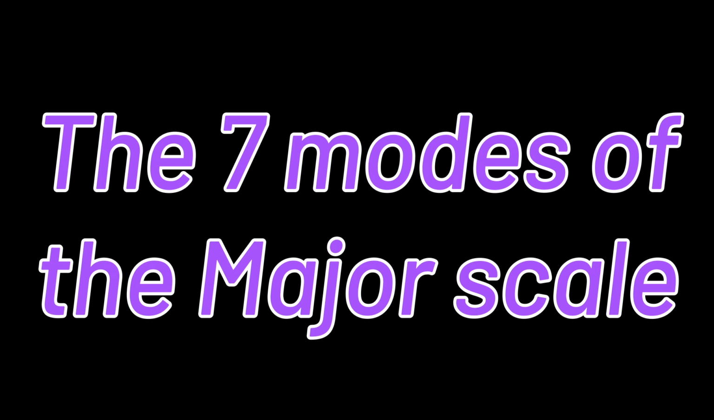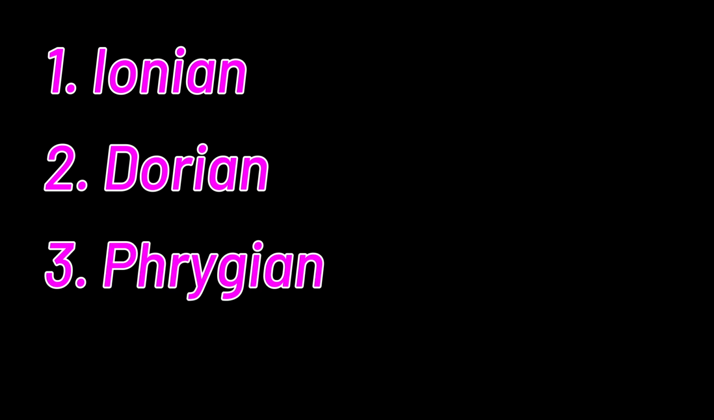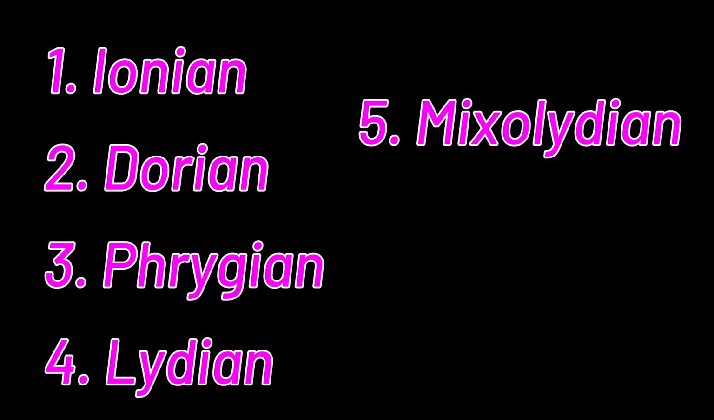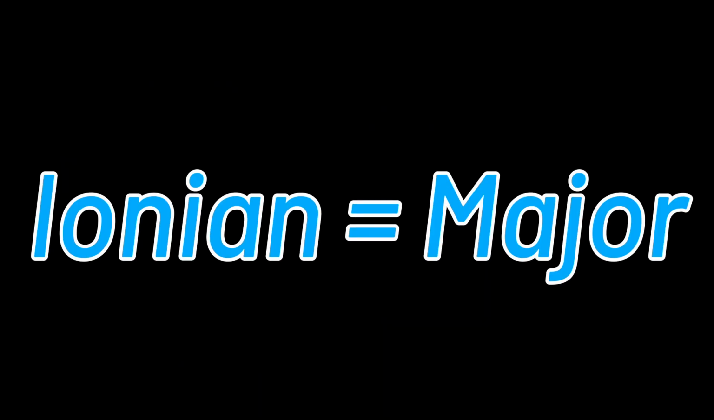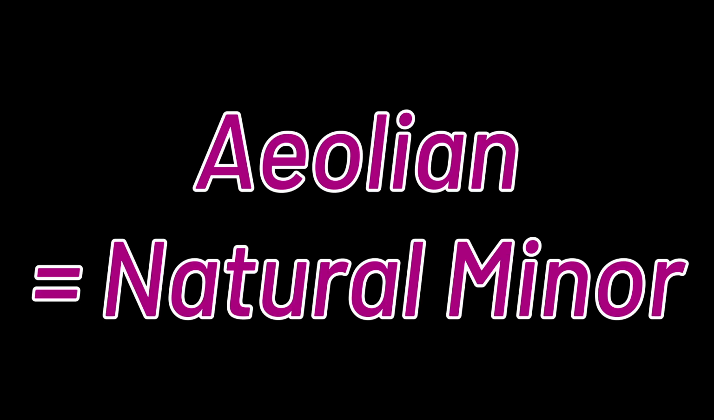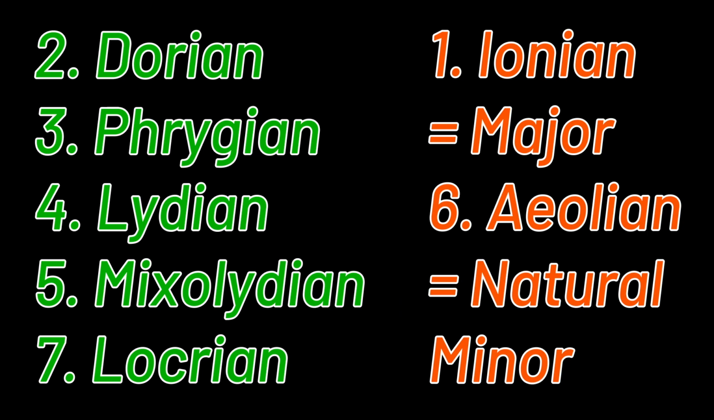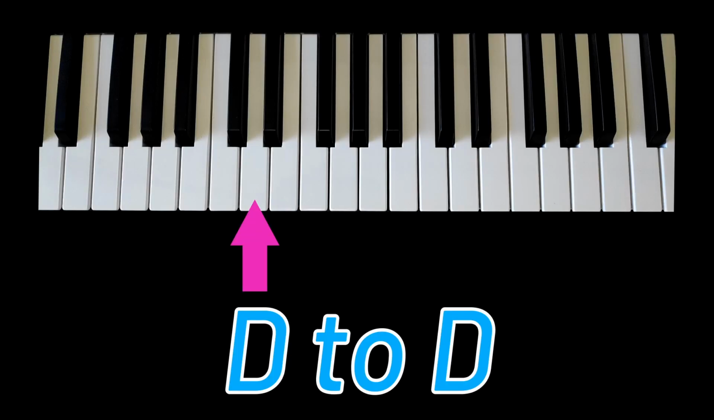Let's have a look at the names of all the modes we have: Ionian, Dorian, Phrygian, Lydian, Mixolydian, Aeolian, and Locrian. Now Ionian is the same as major, and Aeolian is the same as the natural minor scale. So that just leaves us with the 5 other modes to talk about. Let's take Dorian for example. If we just play D to the next D with all the white notes in between, then we get the D Dorian scale.